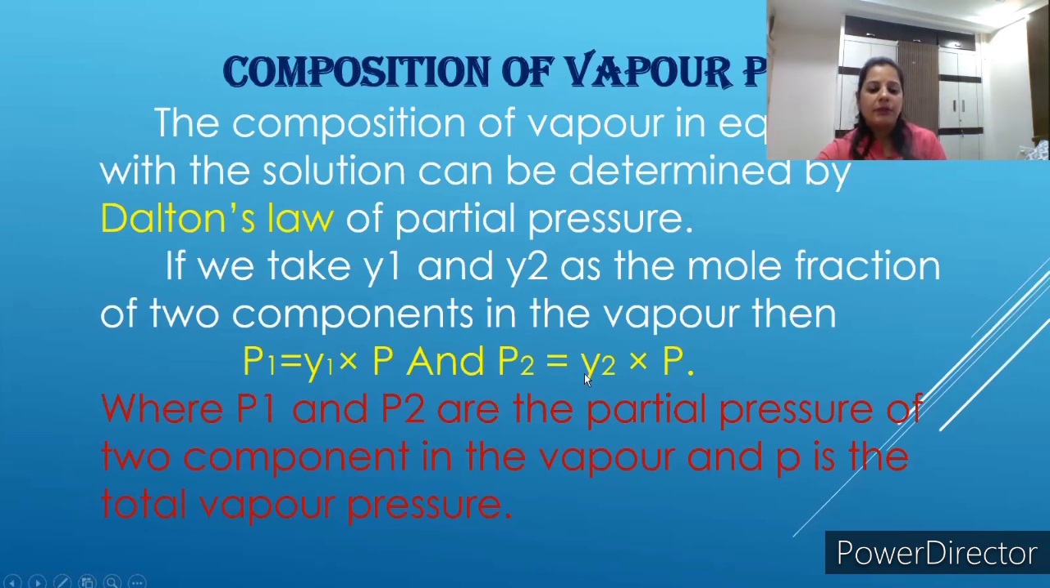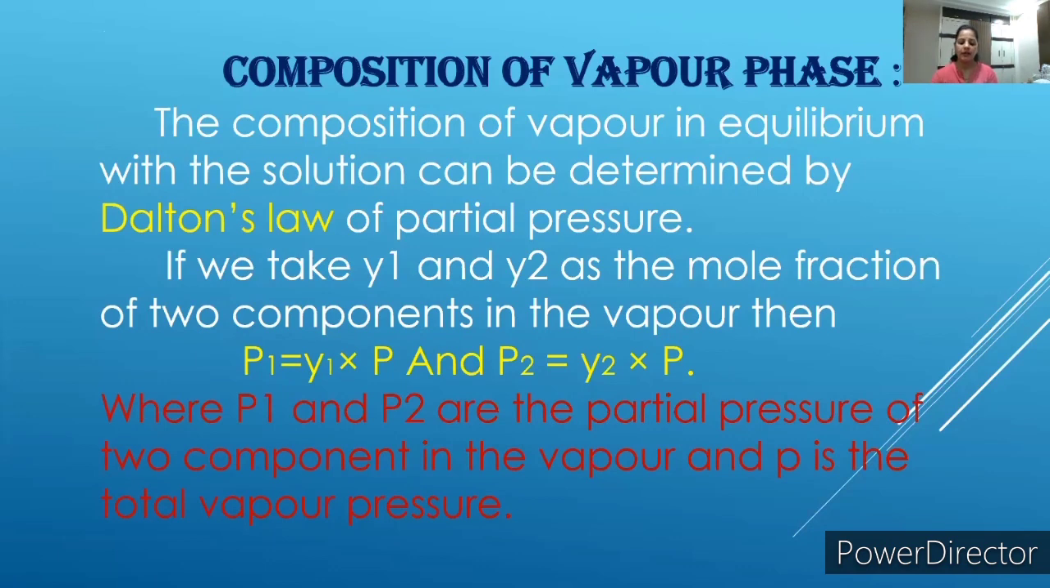So P1 and P2 are the partial vapor pressures of the two components, and P is the total vapor pressure. This law was given by Dalton. So combining both these laws, we can solve the numericals. Let us see a numerical on it.